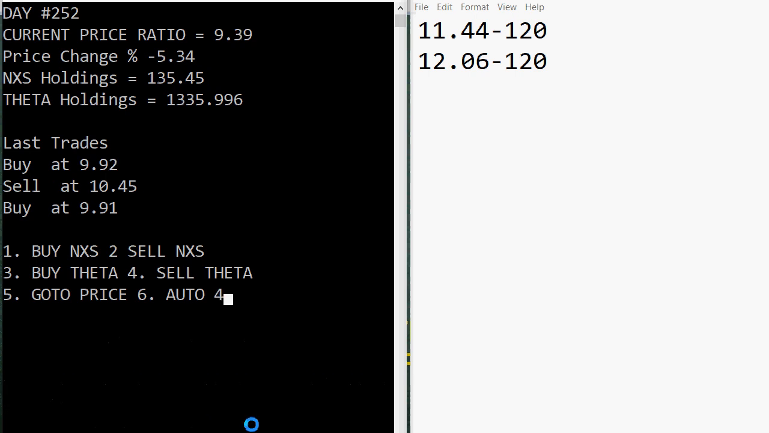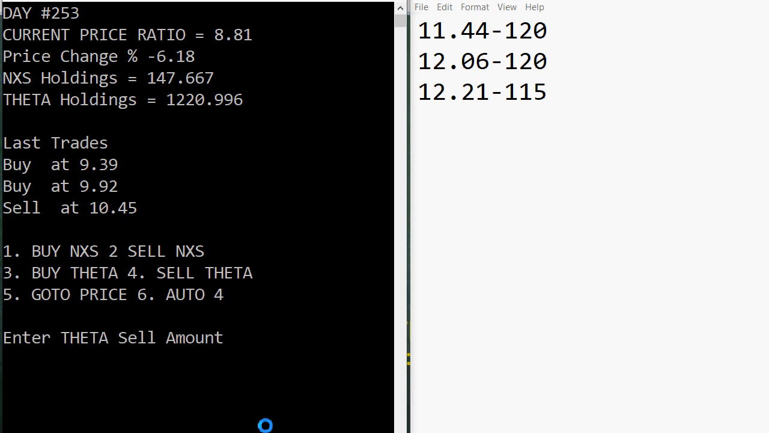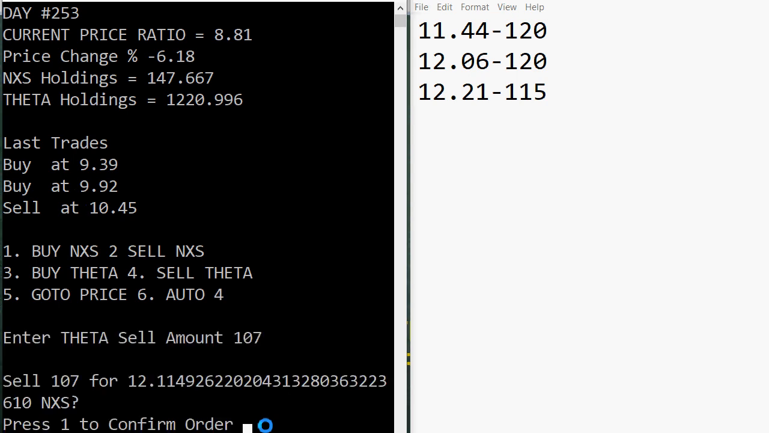Okay, show me positive. We don't get it. So a new chain. Let's do 115, and another one going down. We can go 107. Still getting around that same 12 number.